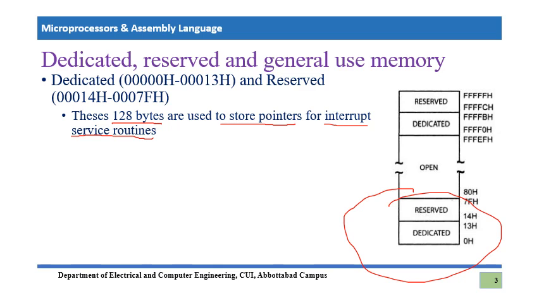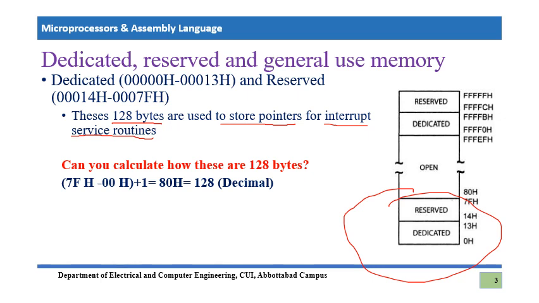We are going to answer this question, but before that, there is one more question: how are these 128 bytes? Can you calculate how these are 128 bytes? If anybody is unable to calculate, here is how you can do it. You have to subtract this minimum address from this maximum address.